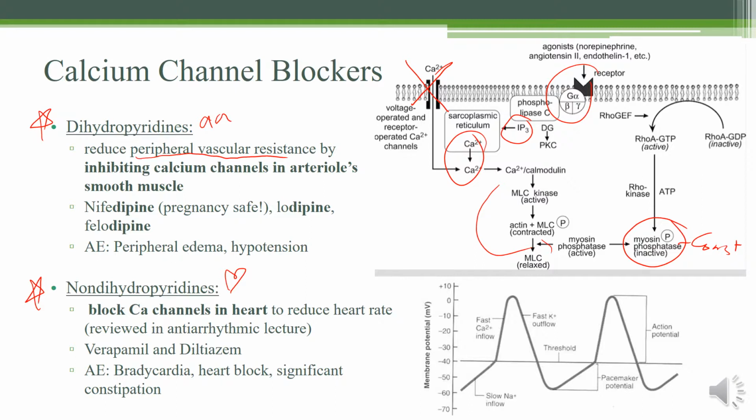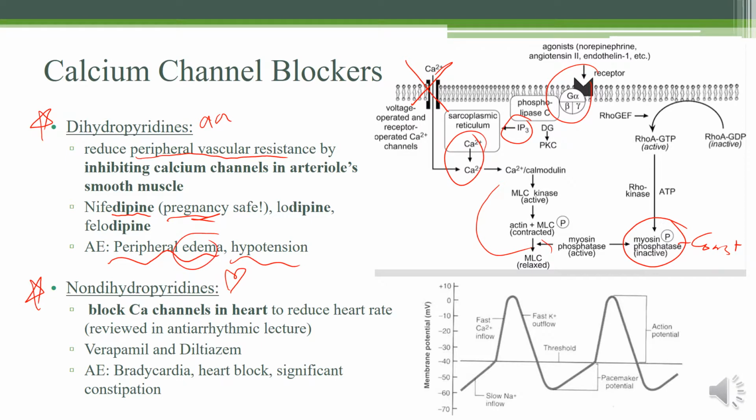How you know that it's a dihydropyridine calcium channel blocker is that it'll end with dipine, i.e. dihydropyridine. Something you need to know is nifedipine is safe for pregnancy. Amlodipine and felodipine are also calcium channel blockers. Now, the adverse effects of them are going to be peripheral edema and hypotension. Peripheral edema, just think of it: your blood vessels cannot contract, so maybe some fluid can exit out of these blood vessels and cause edema.